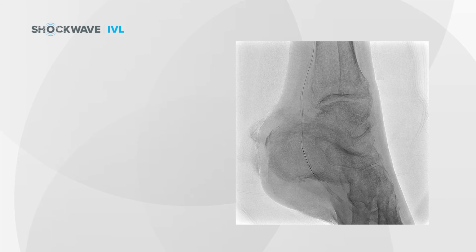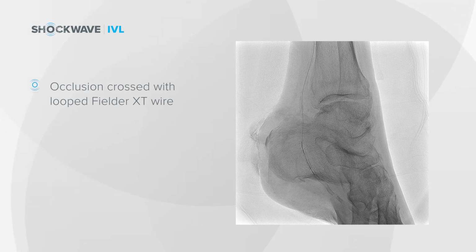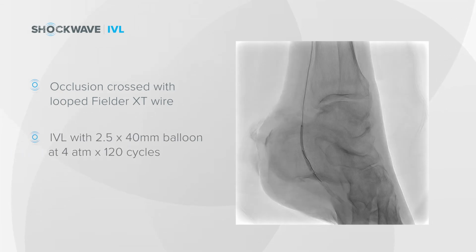In this case, I was able to advance a support catheter as well as a Fielder XT wire into the site of the lesion. I was able to loop the Fielder XT wire and pass it down into the plantar branch. I then performed a hand injection of contrast to ensure that I was in the true lumen of the ongoing plantar vessel. And I then advanced an IVL balloon measuring 2.5 by 40 millimeters at 4 atmospheres.